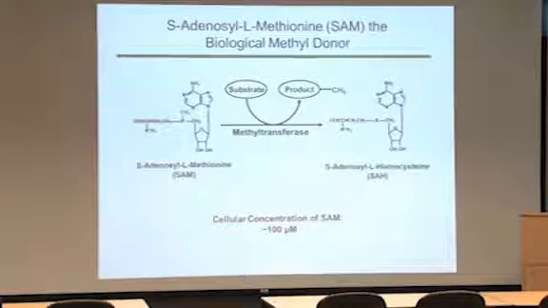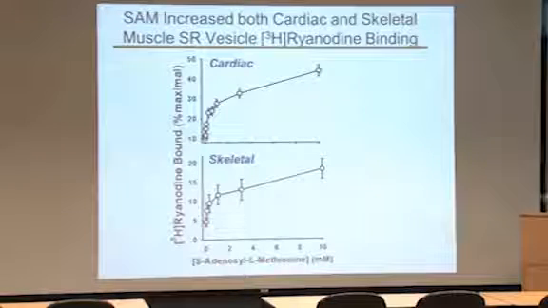Smooth muscle is pretty heterogeneous, and could have multiple different isoforms of ryanodine receptor in there. So we decided to try some of this on our channel preps from either skeletal muscle or cardiac muscle. And what we saw is, yes, indeed, both cardiac and skeletal muscle SR were activated by SAM.